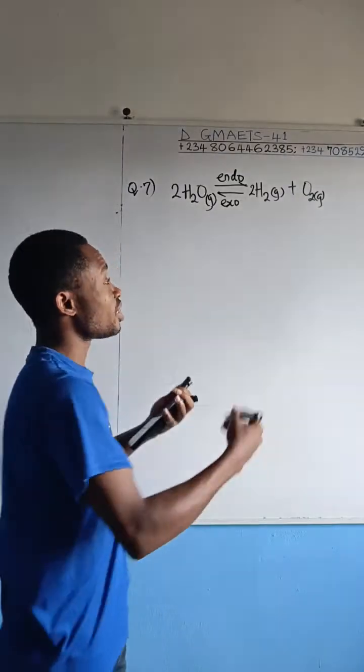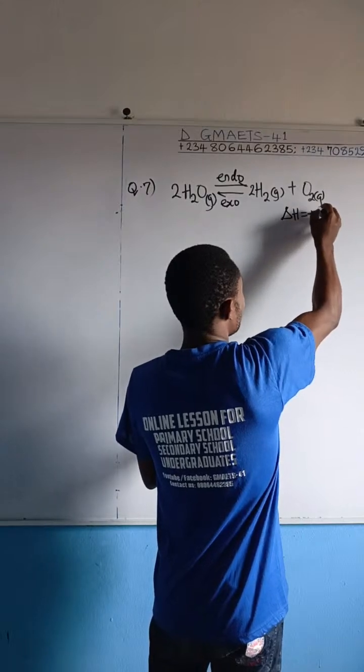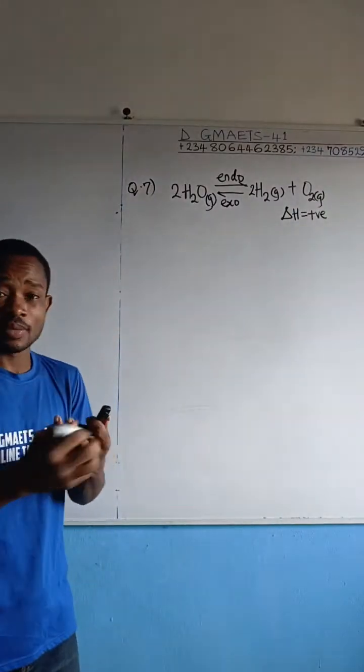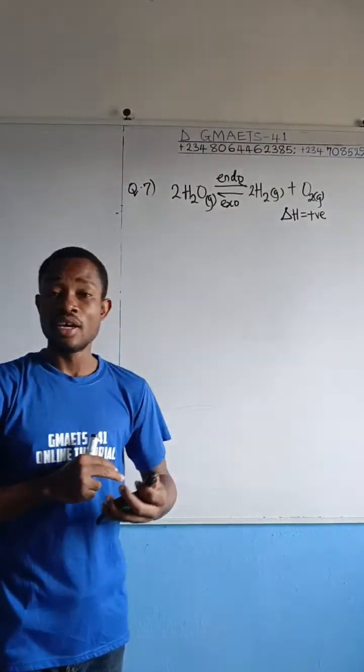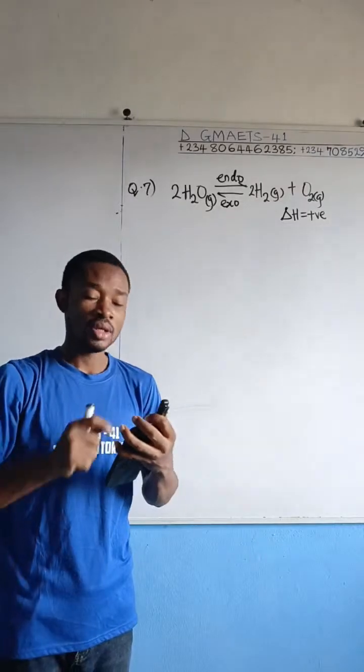Now, the examiner told us that the forward reaction is endothermic. Whenever the forward reaction is endothermic, it simply means that delta H is positive.